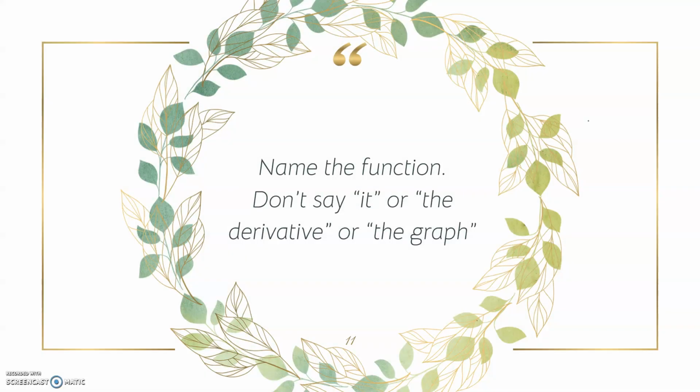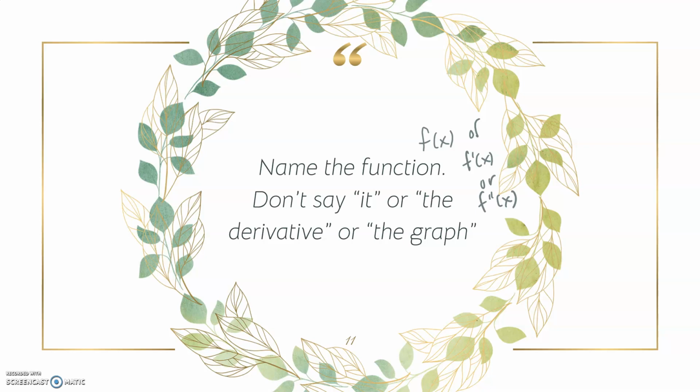A word of warning about your justification when you're using especially the first derivative test. Make sure that you name the function, and by name the function I mean call it f of x, or call it f prime of x, or call it f double prime of x. So make sure you give it a name. Don't say it, or the derivative, or the graph, or the function. Make sure you're extremely clear about which function you're talking about when you are trying to justify a maximum or a minimum.